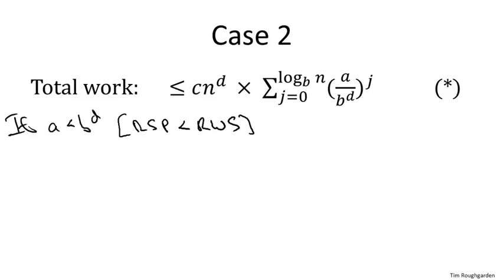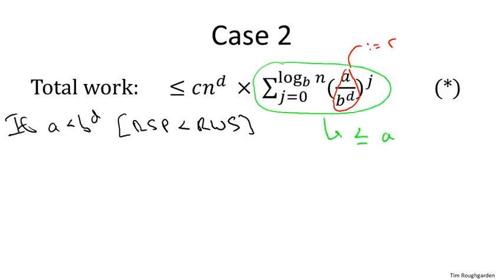So let's make that intuition precise by using the basic sums fact on the previous slide. Since a is less than b to the d, this ratio is less than 1. So let's call this ratio r. So r, you'll notice, does depend on the three parameters a, b, and d, but r is a constant. It does not depend on n. So what is this sum? This sum is we're just summing up powers of this constant r, where r is less than 1.